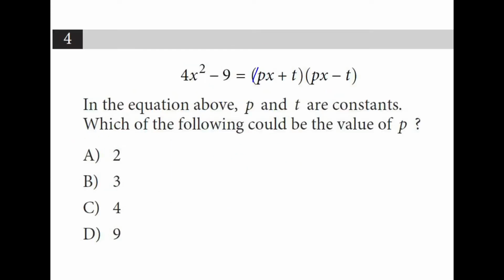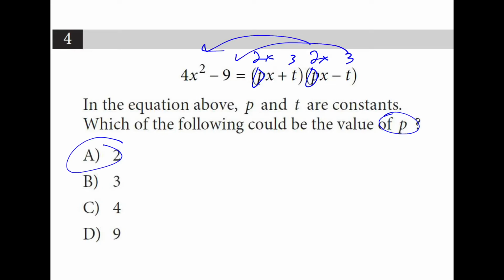So for this one, px and px, p has to be 2. That's the only thing that would fit. And how do we get to 9? This has to be 3 and negative 3. So p is going to be 2. Since we're multiplying the difference of squares, the b term goes away, and we can just figure this out only using the 2's and the 3's.